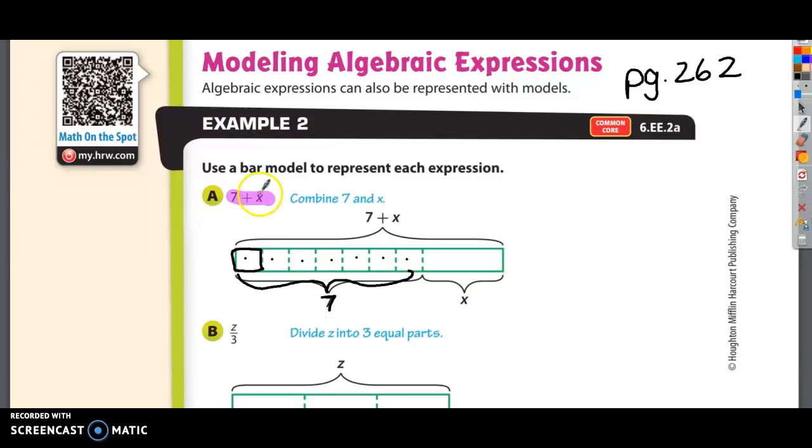That makes sense. And then x is I don't know how big, so they give you a chunk here and they call it x. And then 7 plus x would be when you take those 7 and you combine it with the others. So the whole answer there is 7 plus x. Hopefully that model makes a little bit of sense to you.